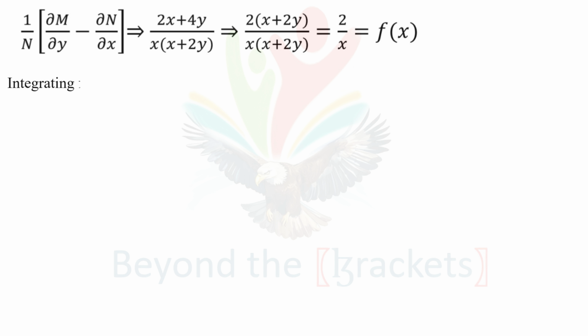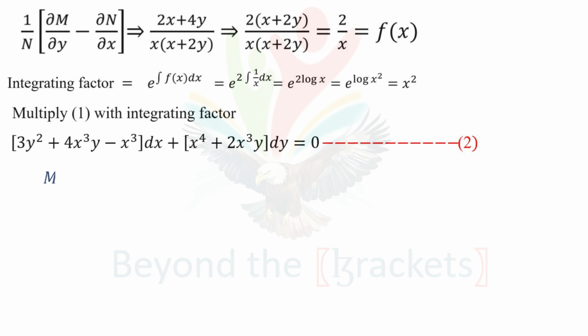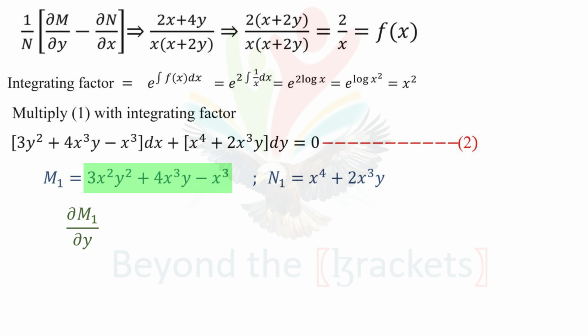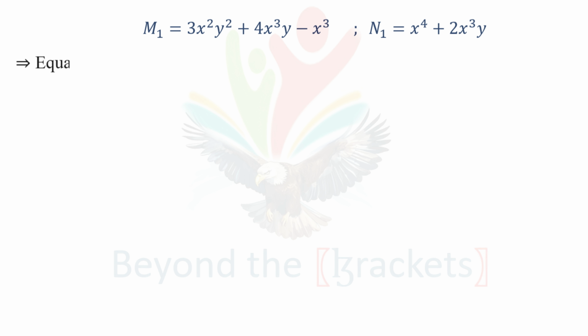Integrating factor is e power integration of f of x dx. Integration of 1 by x is log x, and 2 log x can be written as log x square. E power log x square is equal to x square. Multiplying equation 1 with this integrating factor to obtain a new equation which will be called as equation 2. Coefficient of dx will be m1 here and coefficient of dy will be n1. To verify the exactness, differentiating m1 partially with respect to y, we get 6x square y plus 4x cube. Differentiating n1 partially with respect to x, we get 4x cube plus 6x square. Again, both the values are equal, which makes equation 2 exact.